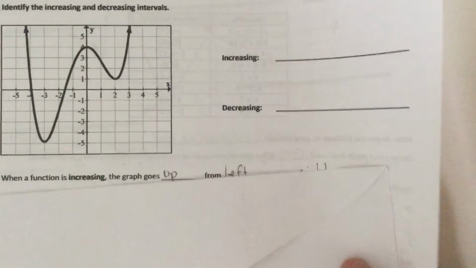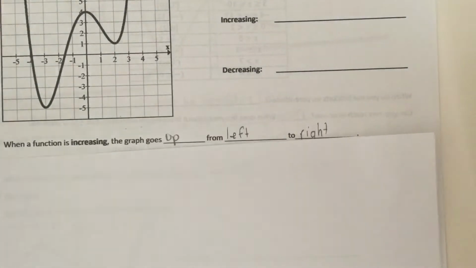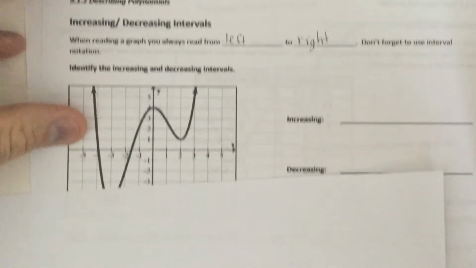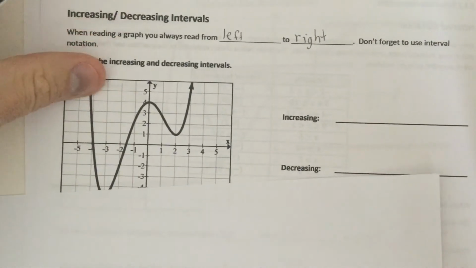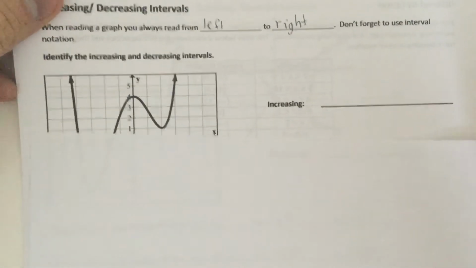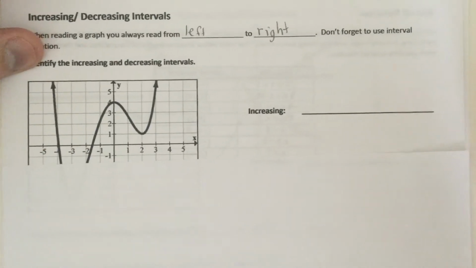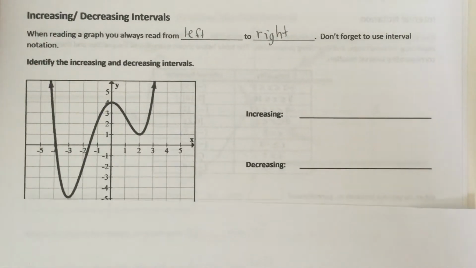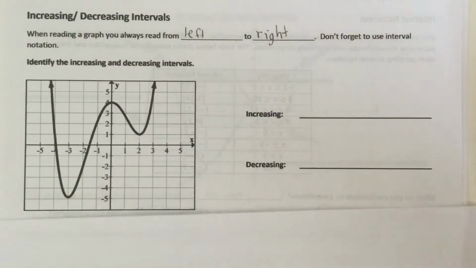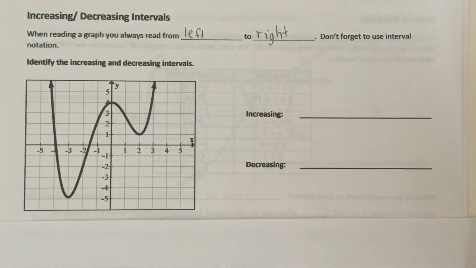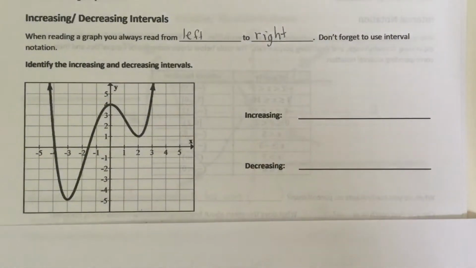Alrighty, just remember the next topic now is going to be increasing, decreasing, and we did increasing and decreasing in the beginning of the year as well, but we did it with pretty much just parabolas. So now we're going to be looking at increasing and decreasing with our polynomials that are increasing multiple times or decreasing multiple times. So just remember, when you read a graph, you always read left to right, just like a book, and our interval notation is how we're going to do this.